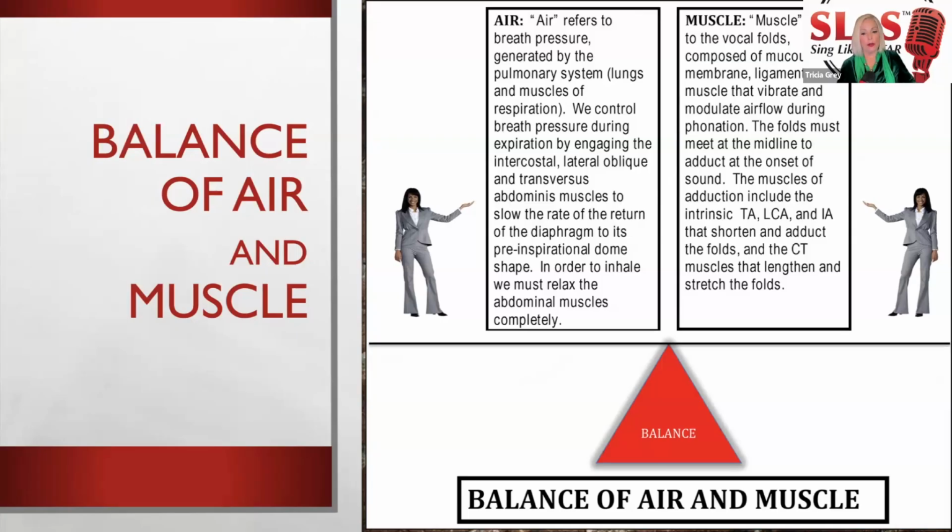In order to inhale, we must relax the abdominal muscles completely. Muscle refers to the vocal folds, composed of mucous membrane, ligament, and muscle that vibrate and modulate airflow during phonation. The folds must meet at the midline to adduct at the onset of sound. The muscles of adduction include the intrinsic TA, LCA, and IA that shorten and adduct the folds, and the CT muscles that lengthen and stretch the folds.